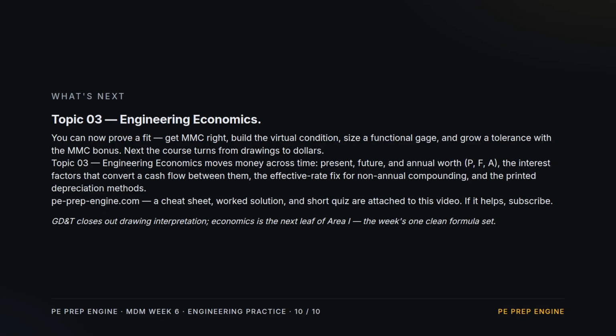Next up, Topic 3, Engineering Economics. You can read a drawing and prove a fit. Now the course turns from drawings to dollars. It moves money across time: present, future, and annual worth, the interest factors, effective rate conversion, and the depreciation methods.